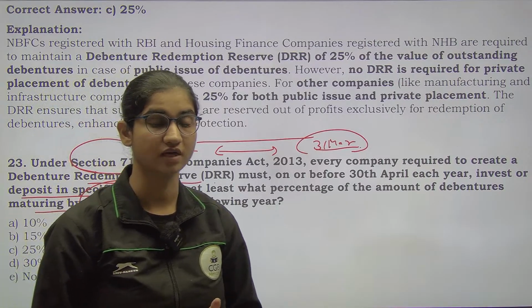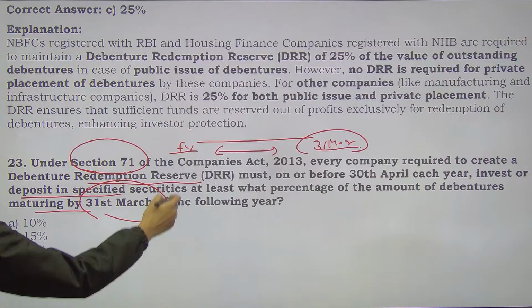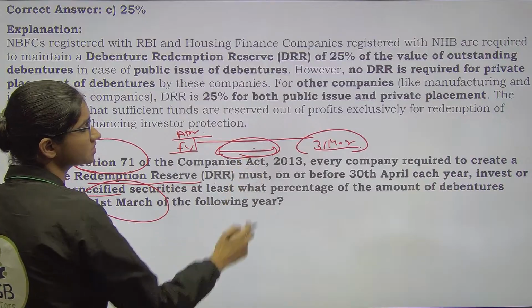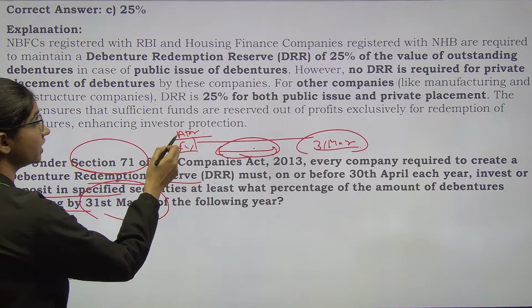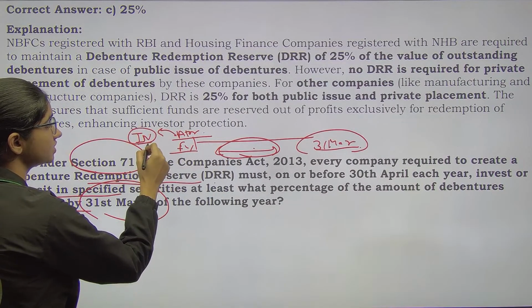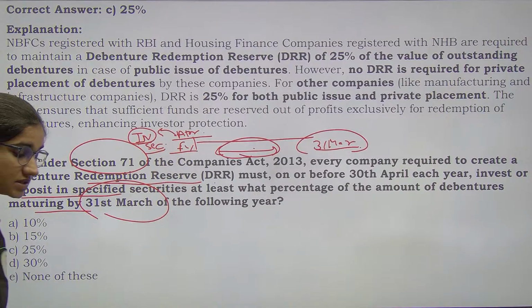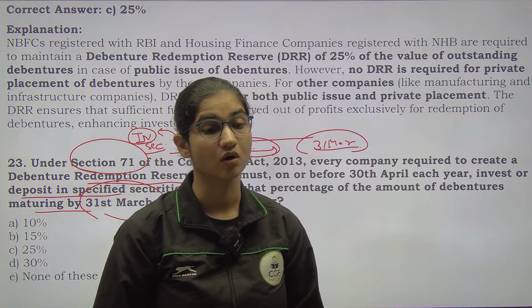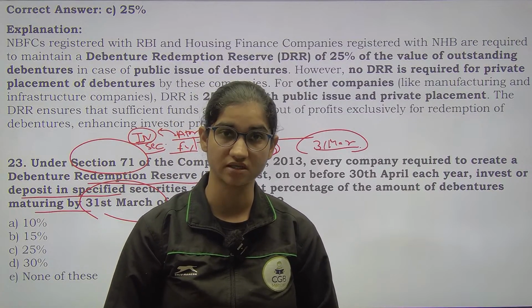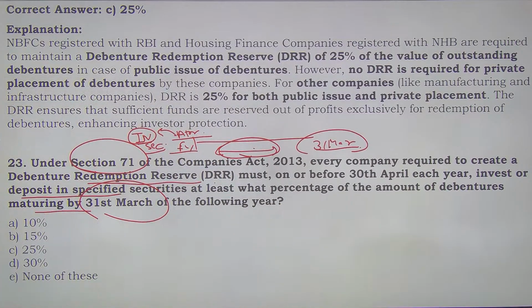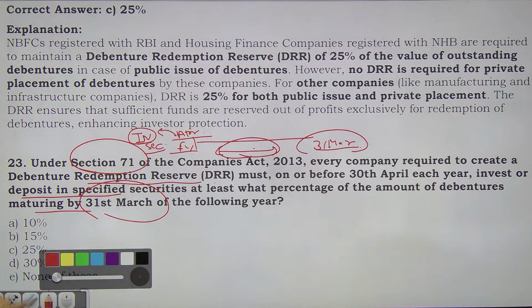So in that scenario, before the end of April the company has to invest a certain percentage of these debentures that are getting matured into certain specified securities. These securities are generally the ones with either some of the scheduled banks or with any of the government securities they have to invest in, right? So here the question is trying to ask you how much is the percentage for that. Okay, so the answer here is 15%.